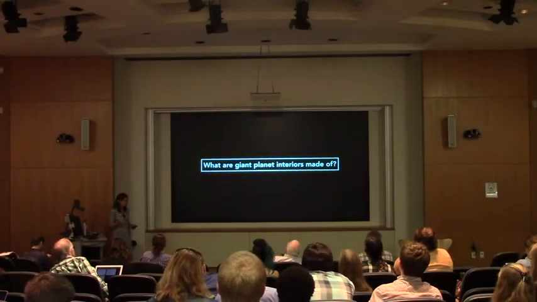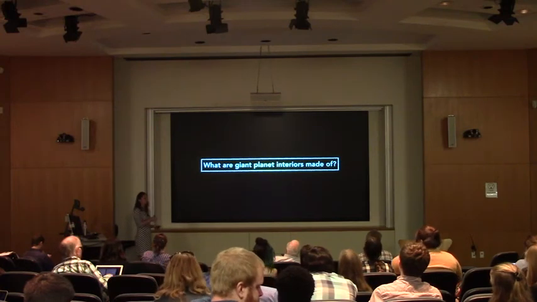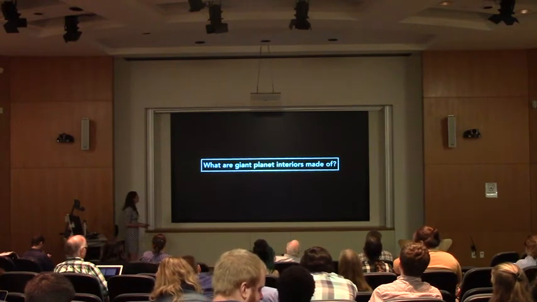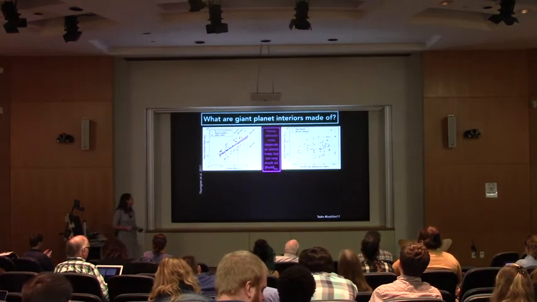So I'm going to focus in now on a few questions that I've been working on, all related to the interiors of planets. The first is, what are giant planet interiors made of? And how can we use host star abundances to inform these questions?